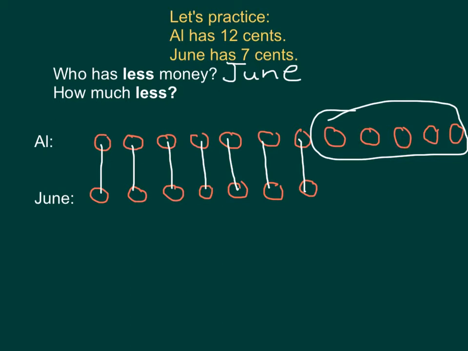1, 2, 3, 4, 5. So June, we can answer this question, and we can write June has 5 cents less. Now, boys and girls, when doing this, we can write a number story. So we can write a number model to go with it. So this is something new that we can do with this.